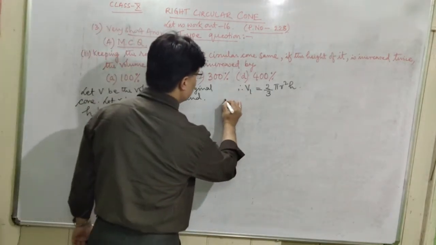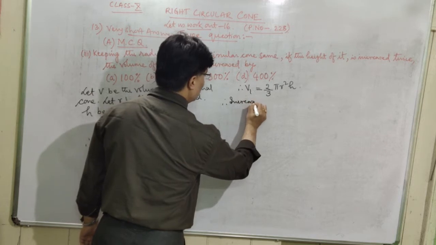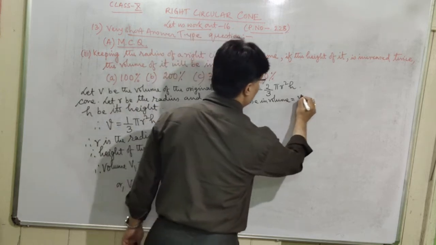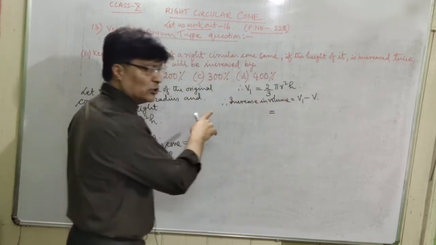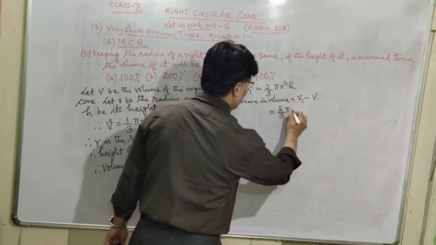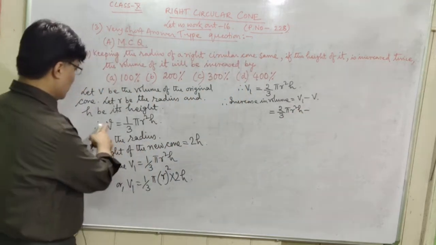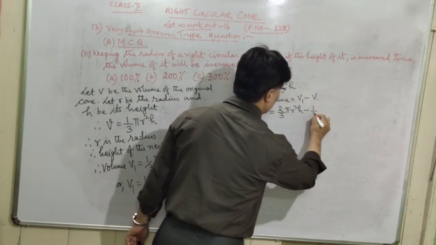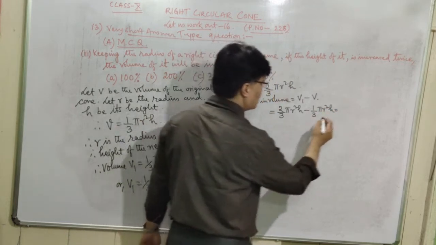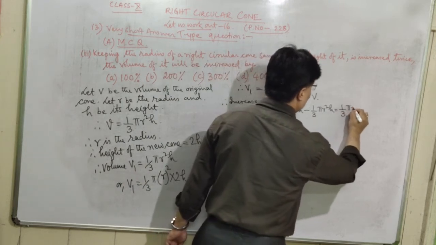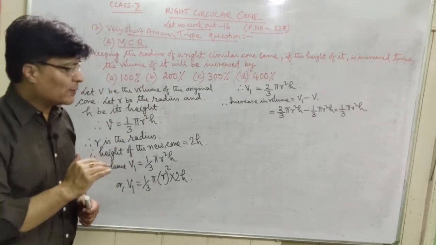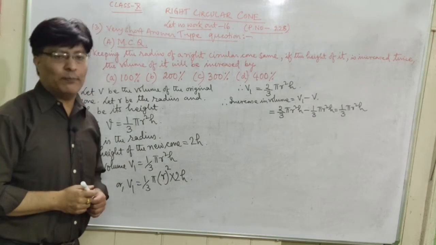So what is the increase in volume? Increase in volume is equal to V1 minus V. V1 means new volume, minus V is the original volume, right? So it is 2/3 pi r square h minus the original volume, 1/3 pi r square h. Let us subtract it. 2 pi r square h divided by 3 minus pi r square h divided by 3 will give you pi r square h upon 3.